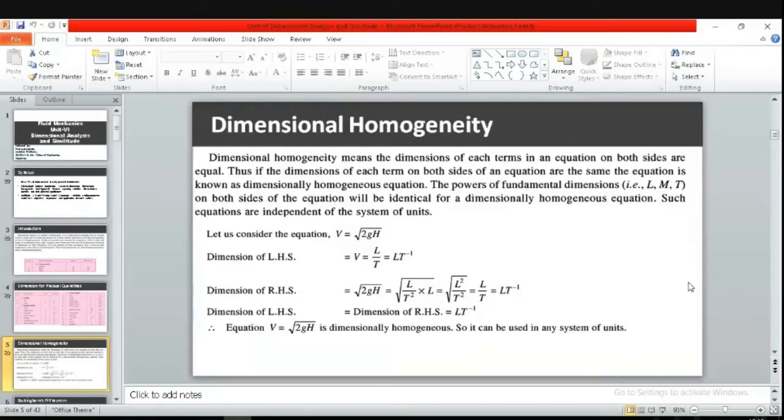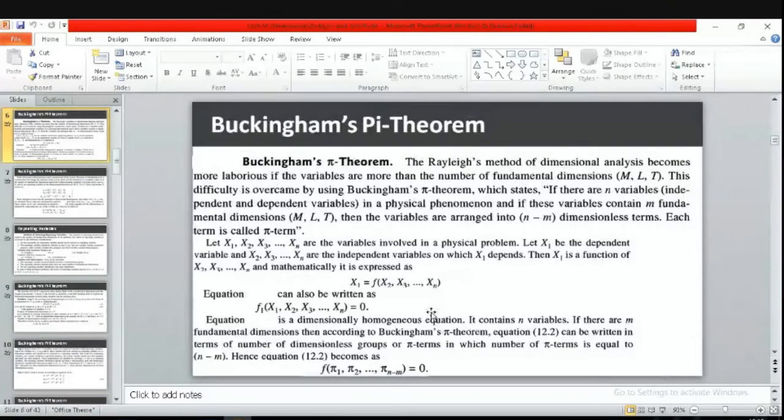Okay. Then we had seen dimensional homogeneity. So if the dimension of the left side of an equation is equal to the right side of the equation, then in that case you can say the given equation is dimensionally homogeneous. Okay, so whenever you want to check dimensional homogeneity, you have to find the dimensions of the left side and the dimensions of the right side. And if they are the same, you can say the given equation is dimensionally homogeneous. After that, we had seen the Buckingham pi theorem.